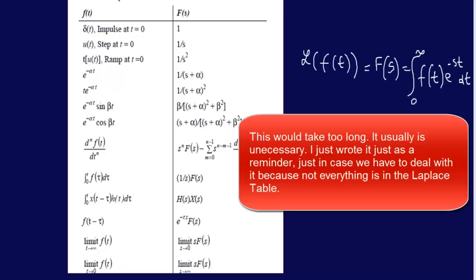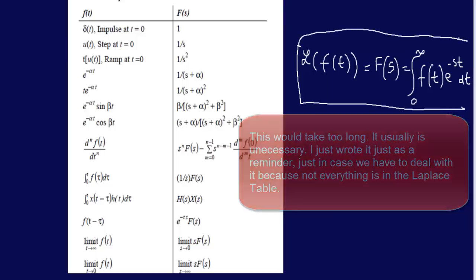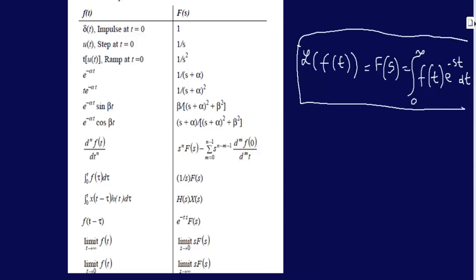So generally it is unnecessary to use this formula right here. It takes too long anyway. That's why we have the table of Laplace transforms. So I'm going to do examples using the table.